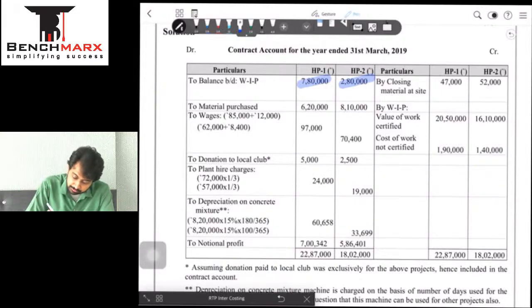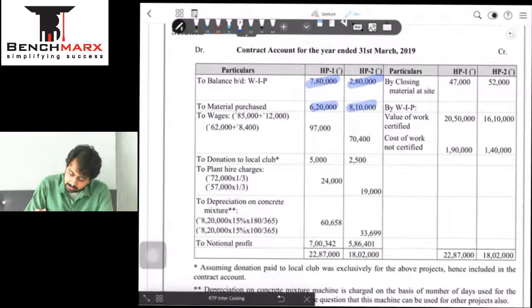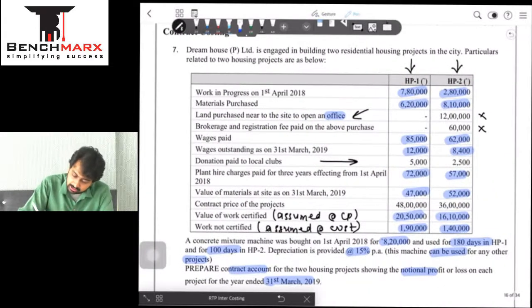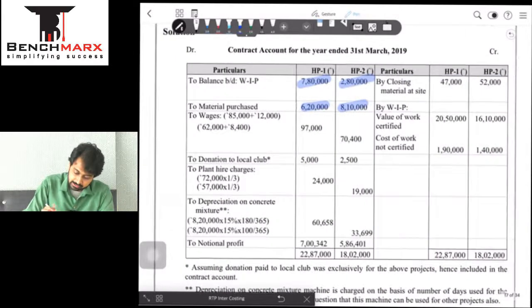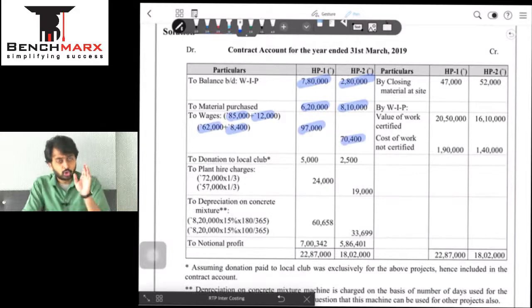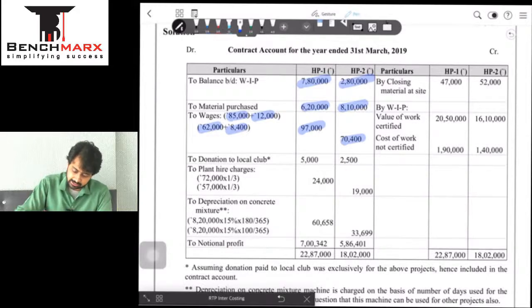Materials purchase is 620 and 810. These numbers 620 and 810 are directly given to us in the data. Then coming to land purchase, I'll ignore that. Wages paid, as I said, I will add the two things, paid plus outstanding. That's exactly what they have done, paid plus outstanding in my respective columns. Don't make the mistake of posting HP1 wages to HP2 and so on. Okay, so just correspond the correct things.